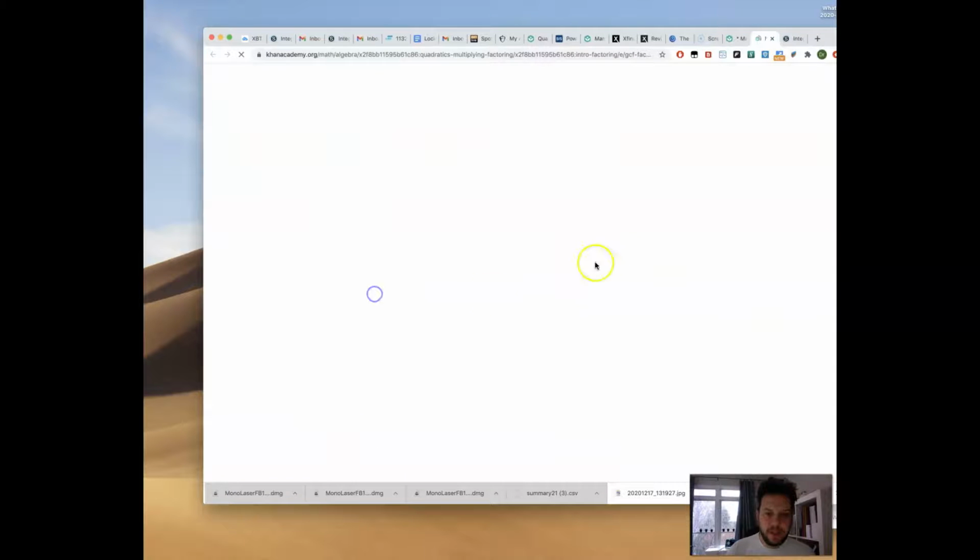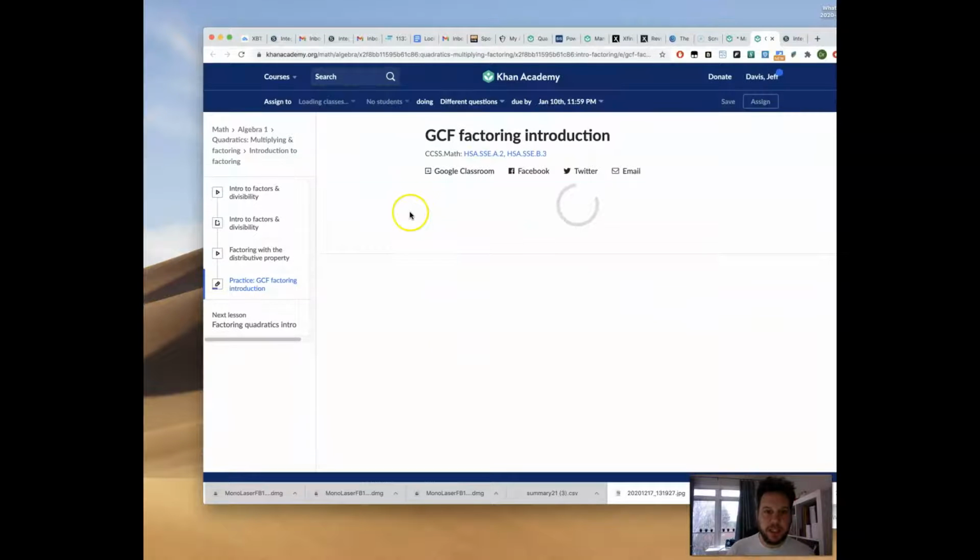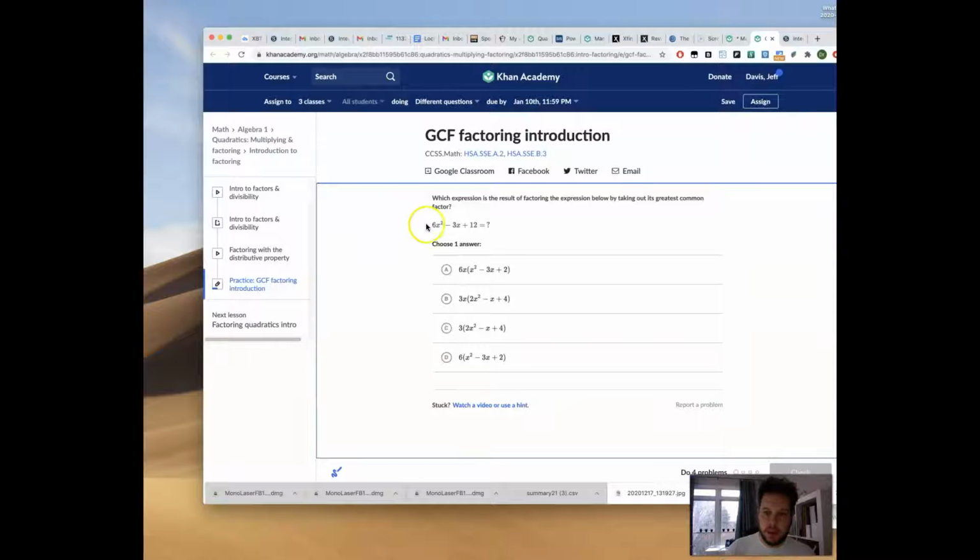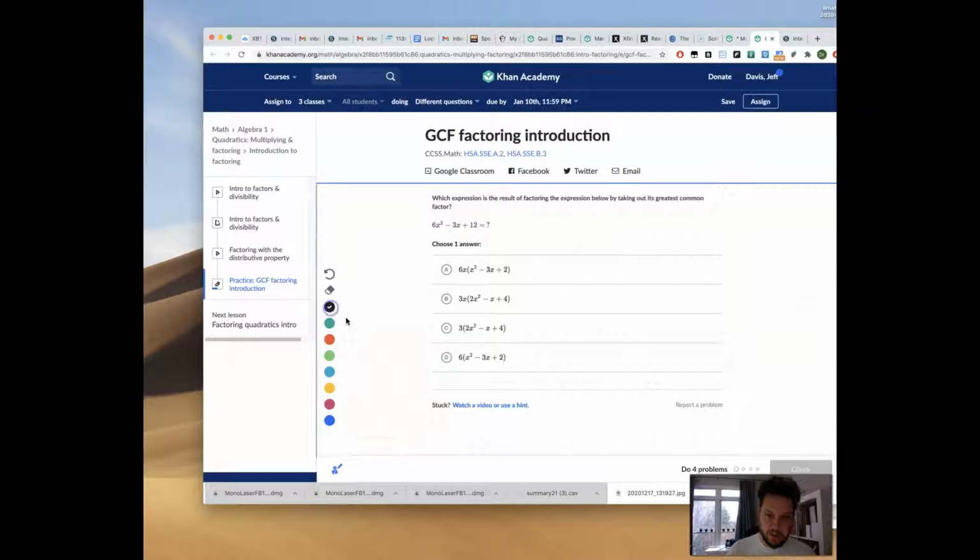All right, we're going to rock out this GCF factoring introduction here. So, greatest common factor, this is reverse distributive property. You're trying to do this. Distributive is multiplying. Reverse distributive is division.